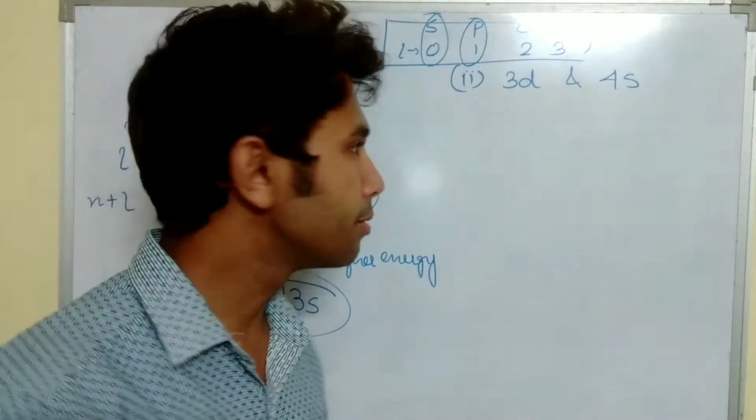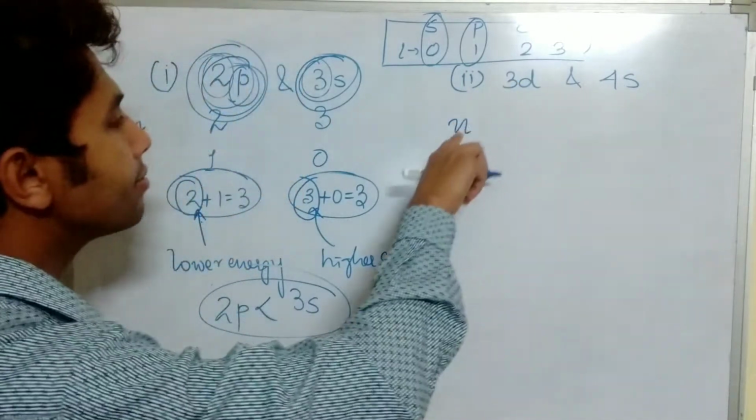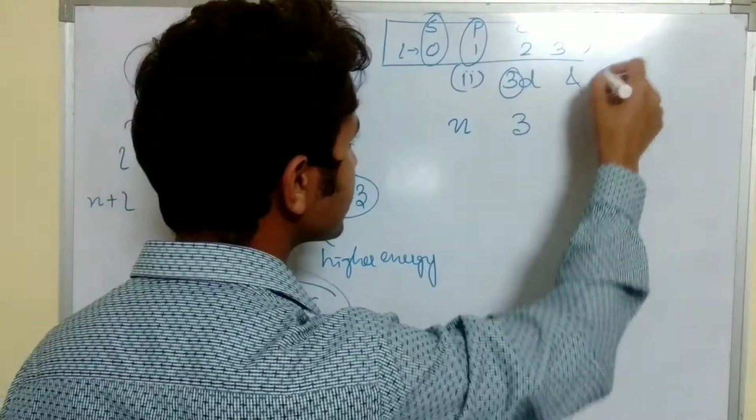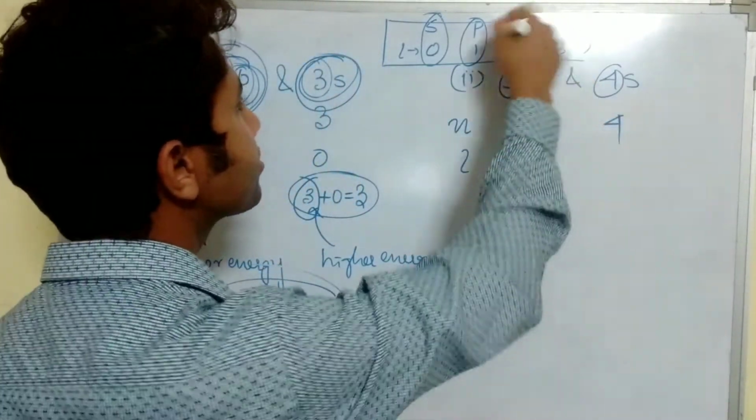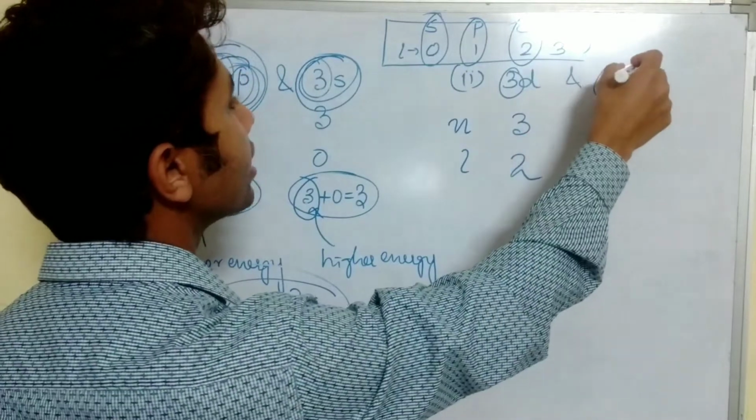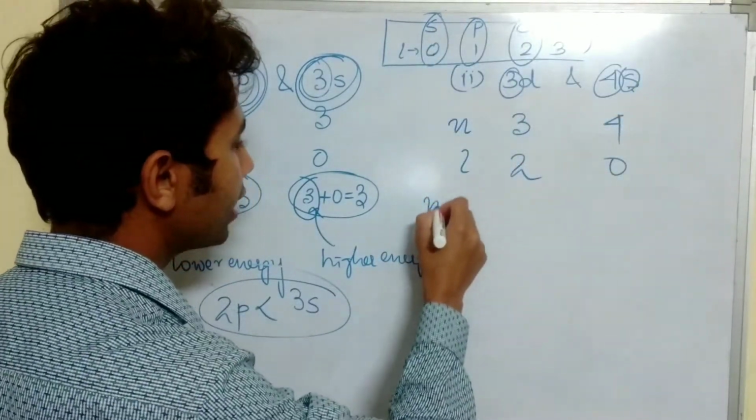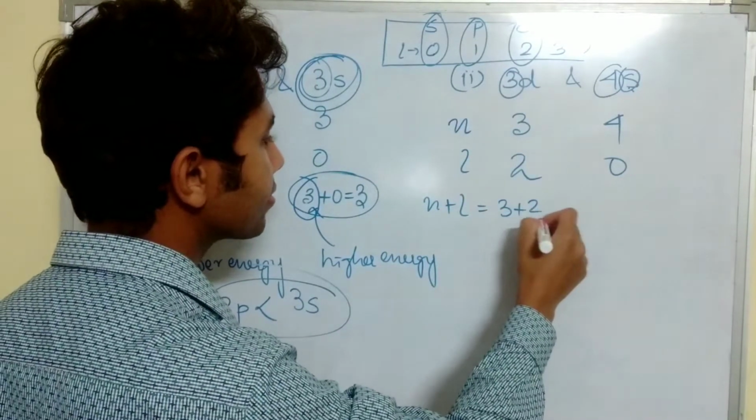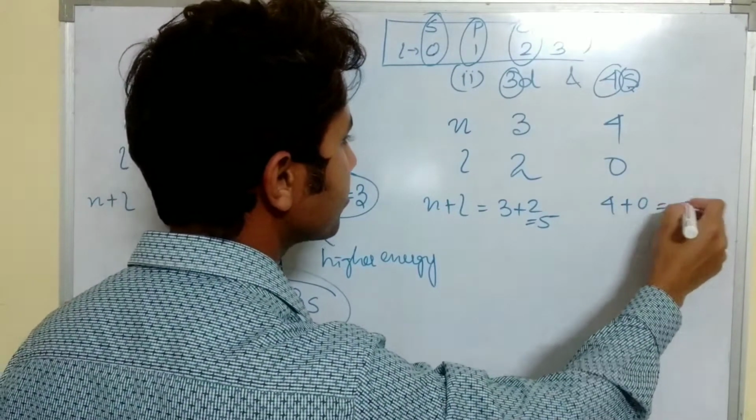Now in the case of 3d and 4s, the n value for 3d will be 3, and for 4s it is 4. L value for 3d, for d it is 2. For 4s, for s it is 0. N plus L value for 3d will be 3 plus 2 is equal to 5. For 4s it will be 4 plus 0 is equal to 4.